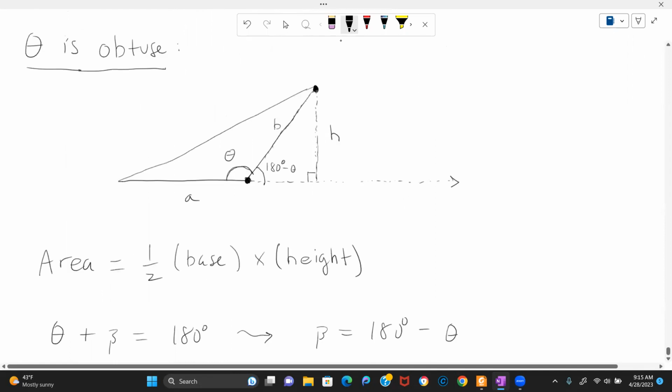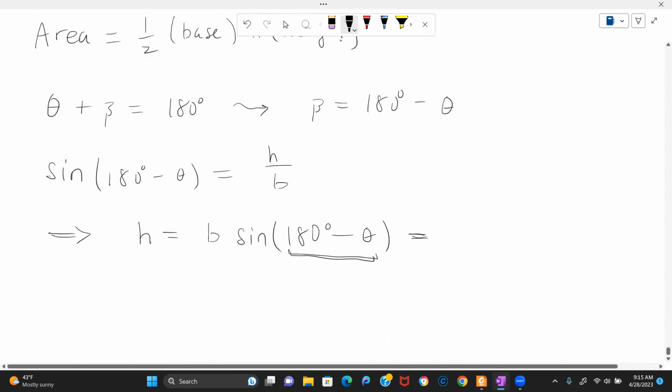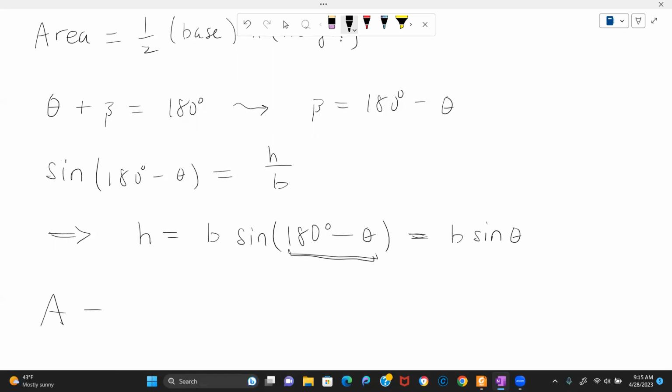This right here, this is the smaller angle, right? That's what reference angle is. It's the smallest two angles. So it turns out that sine of this reference or complementary angle is just going to be sine of theta. So this is just a fact. And now we can write the area again as 1/2 times base, which is a, times the height, which is now we know b times sine theta.